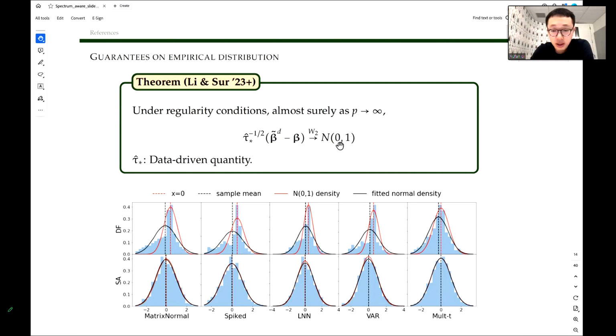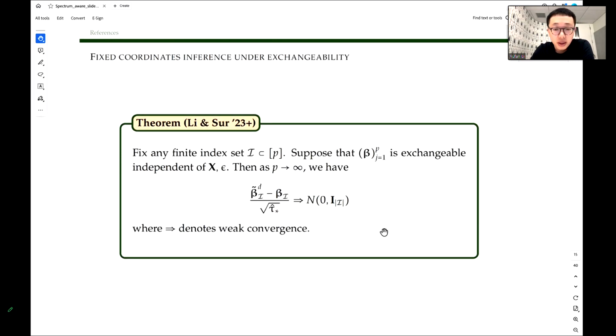So this is running our method on the design matrix examples we have shown before. We can see that there is a marked improvement compared to degrees of freedom. And this result can be extended for a single or finite number of coordinates. This is for marginal inference, if we further assume that the signal is exchangeable.